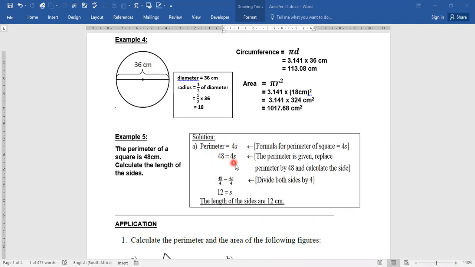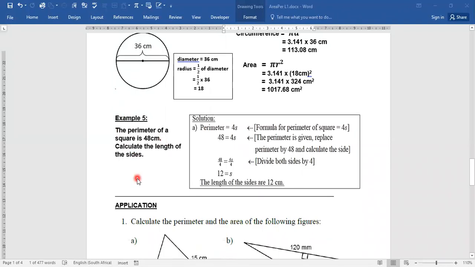So if we divide both by 4, we know that a side is now equal to 12. If the 4 sides are 48, so 48 divided by 4 gives you the value of one side. So one of the sides is 12. So note, sometimes you may be given the perimeter or the area, and you may need to work out the side or sides, depending on the question. So you will work with the questions as given.